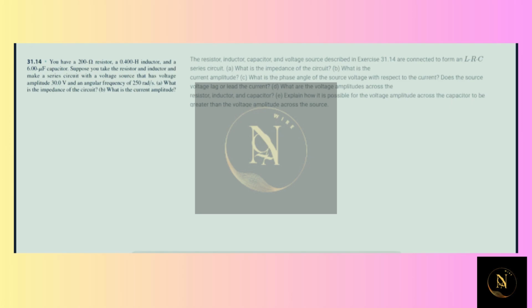So for this problem, we are looking at exercise 31.14, which is over here. We utilize the values in this problem: the resistor, the inductor, the capacitor, and also the source. For part A, we want to find the impedance of the circuit.